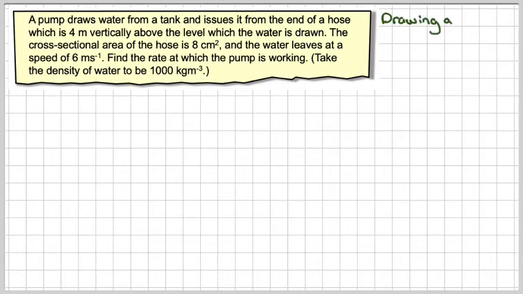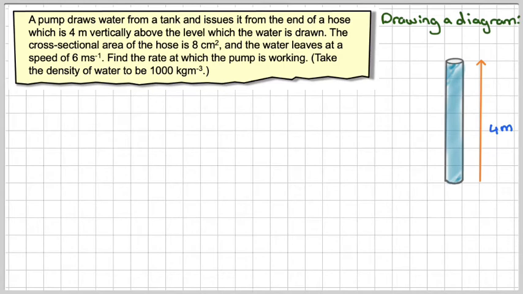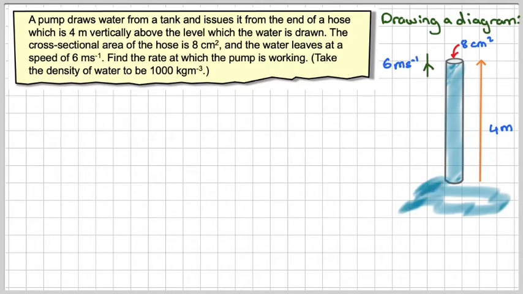Right, so first of all, if we just draw a quick diagram. So what we've got is a pump raising water going through a pipe here of 4 meters. We've got a cross-sectional area here of 8 centimeters squared. Notice the units are inconsistent. The water has been ejected from here at 6 meters per second.